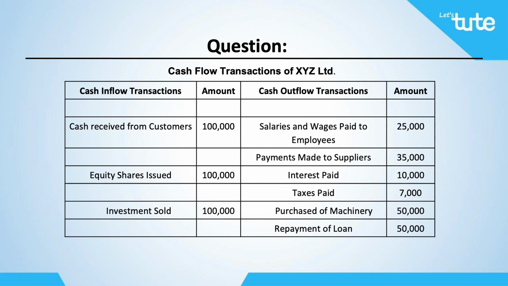So friends, to correctly solve this example using the direct method, we will begin by classifying all these transactions according to the three activities within the cash flow statement.